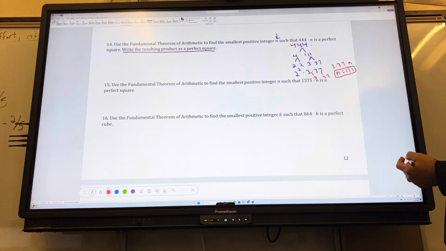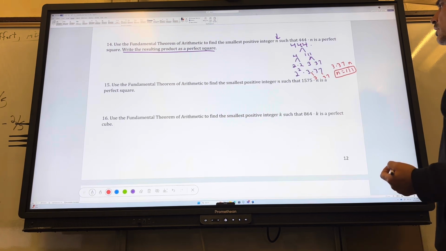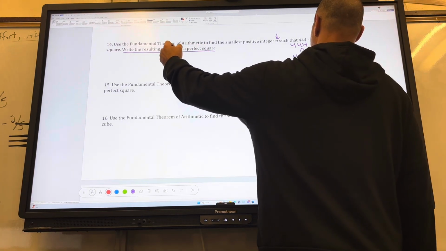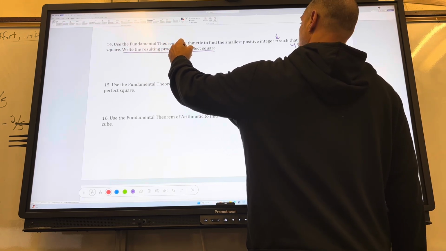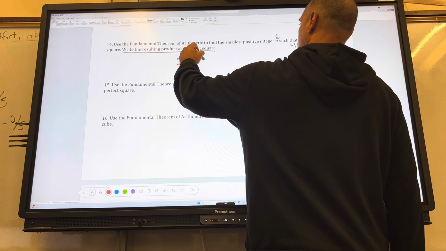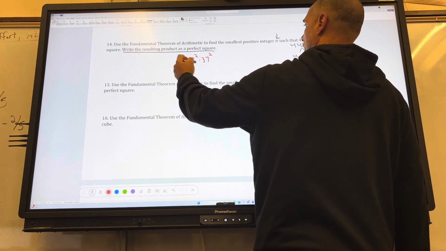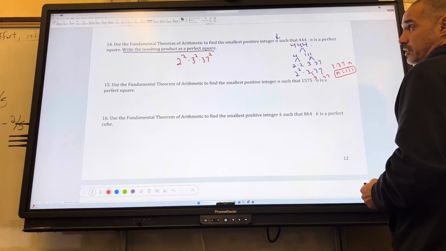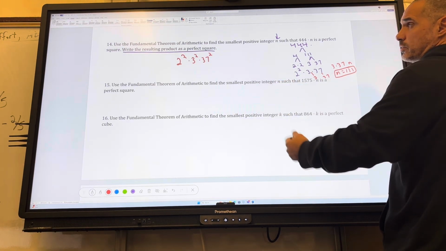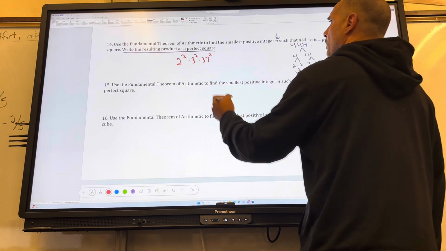Write the resulting product as a perfect square. So 2 squared times 3 squared times 37 squared, right? When I added this 3 and this 37, it becomes that. All those numbers are squared. So that is a perfect square.